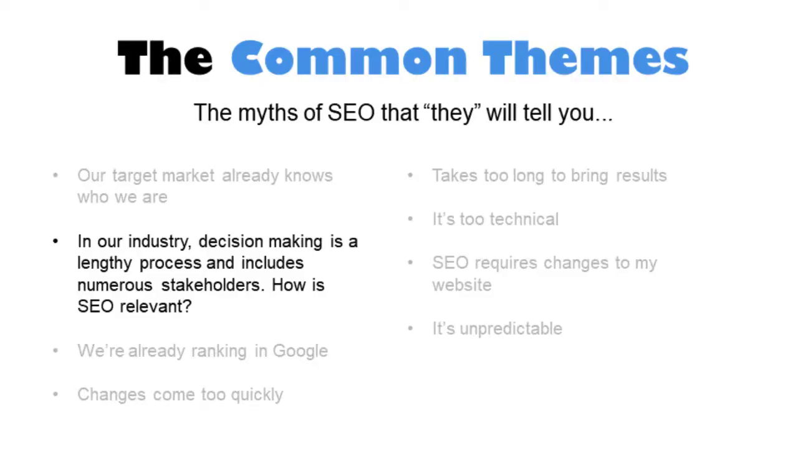In our industry, decision-making is a lengthy process and includes numerous stakeholders. How is SEO relevant? Well, SEO is even more important when multiple stakeholders are involved. The key is to understand the decision process for the candidates you're trying to attract. Once you've done that, you'll know exactly what information they need, and you can tailor your content accordingly. Now, these findings will inform your keyword list and wider content strategy as well. Each applicant is likely to have different needs and priorities. Your challenge will be to demonstrate that working at your facility satisfies as many of those needs as possible.